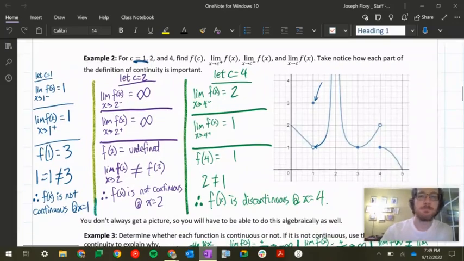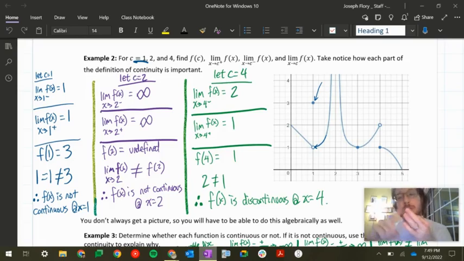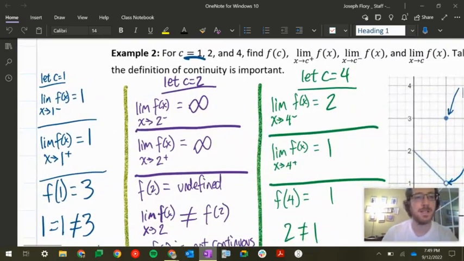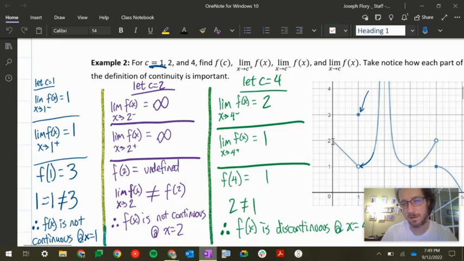Let's look at example 2 on the next page. It says for c equals 1, 2, and 4, so they give us three different x values. Find f of c, the right-sided limit, the left-sided limit, and the two-sided limit at each of those c values. Take notice how each part of the definition of continuity is important. So I might be flipping back and forth between the definition and here. This looks like the same graph that we had before. If we start off by letting c equal 1, then let's find our left and right-sided limits going towards 1. If we track our graph as we approach 1, it looks like it's approaching a y value of 1.